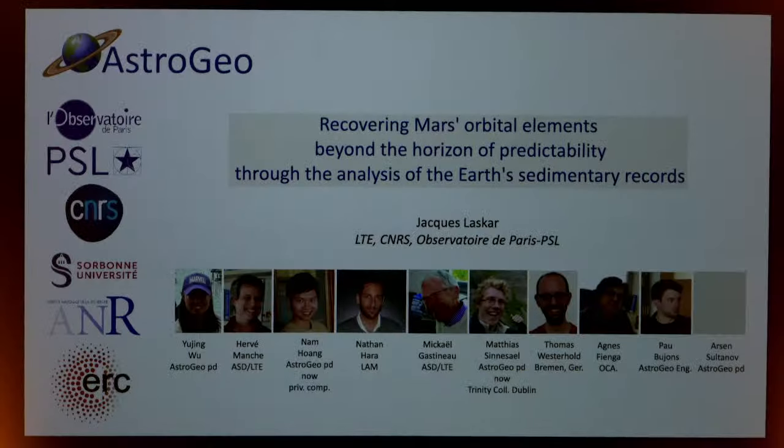So I will speak about how we think we can retrieve, in an explicit, numerical way, the orbit of the Earth in the rocks. And as we get the orbit of the Earth, we get the orbit of Mars. And we can do that as long as we have rocks, sedimentary rocks of course, for any time beyond the horizon of predictability imposed by chaos.